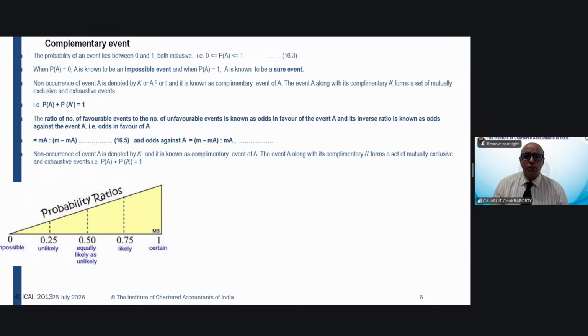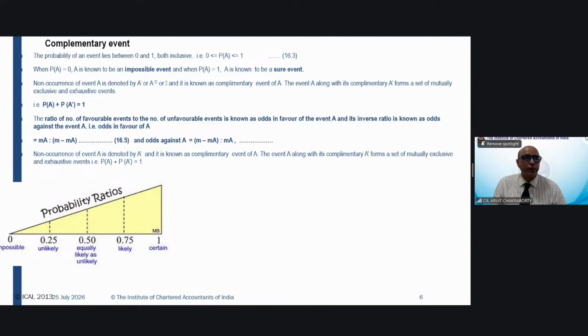For example, if someone tells you that you have a 75% chance of passing the exam, you say, yes, it is likely that I will succeed in the CA Foundation exam because my probability is 0.75. And when someone tells you that the probability of passing the exam is 1, that means it's a sure shot. It's a certain event that you will pass, and therefore the probability is denoted by 1. So you can see the different shades, the different values which the probability of an event can assume.